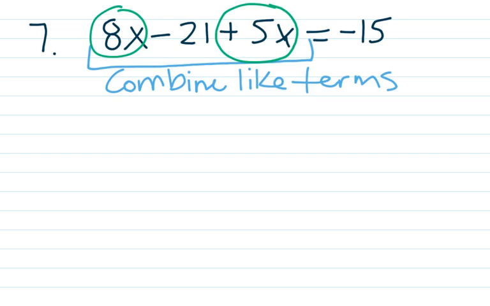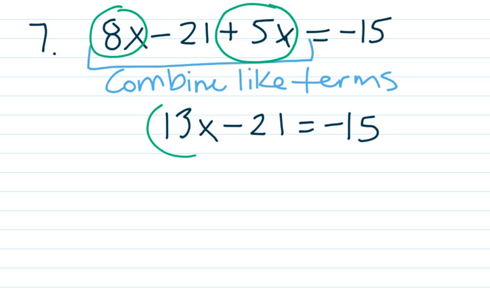So if we're combining like terms, here we go. We have 8x's and 5x's, which actually makes 13x's. Still have a subtracting 21, and still have a negative 15. So again, not much changed except that everything that was in green became this one here, 13x.